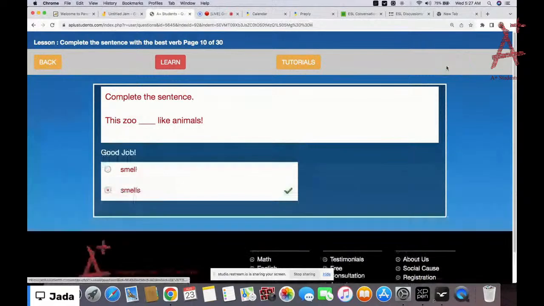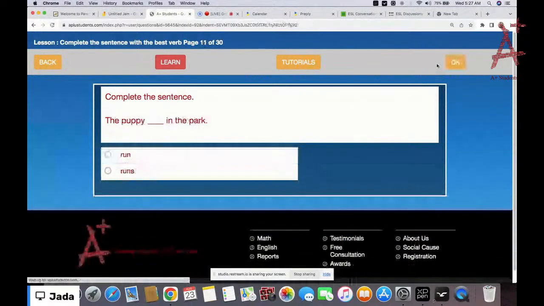Okay, so that's it, everybody. I hope that you can differentiate it and then you can click on your right answer when you're completing the test. Okay, so let's go to the next lesson.